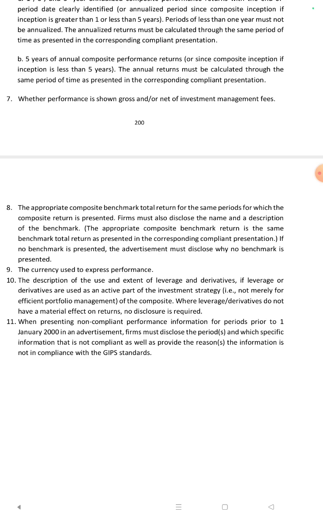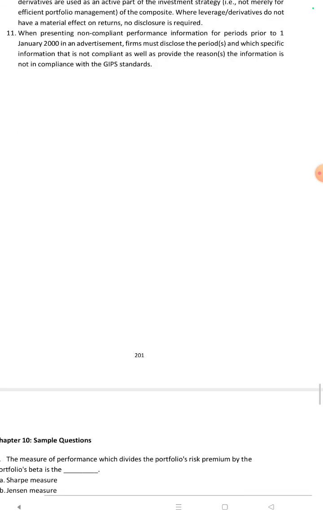When presenting non-compliant performance information for periods prior to 1 January 2000 in an advertisement, the firm must disclose the period and which specific information is not compliant, as well as provide the reason the information is not in compliance with GIPS standards.